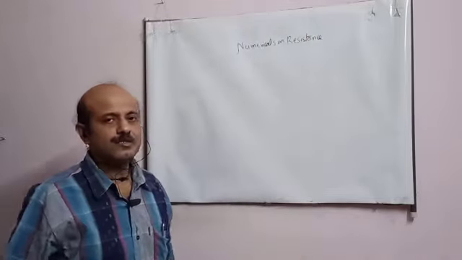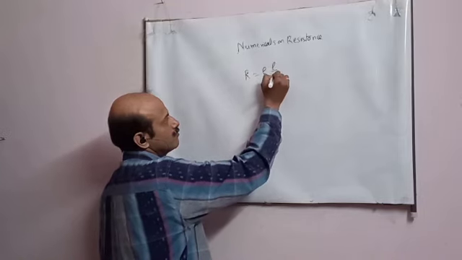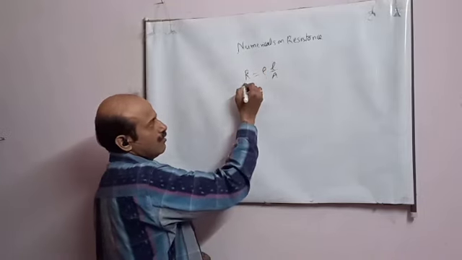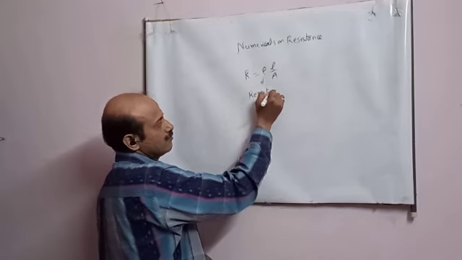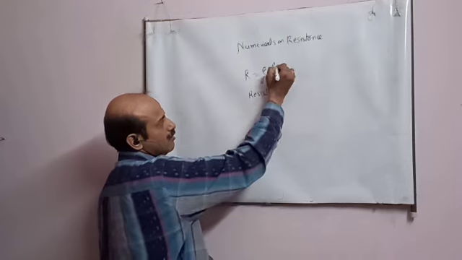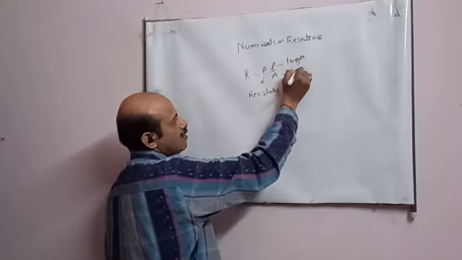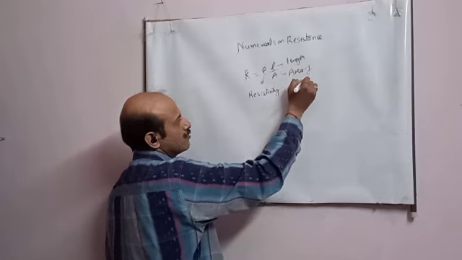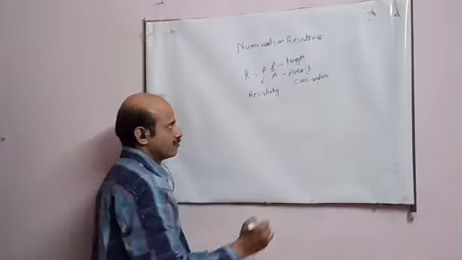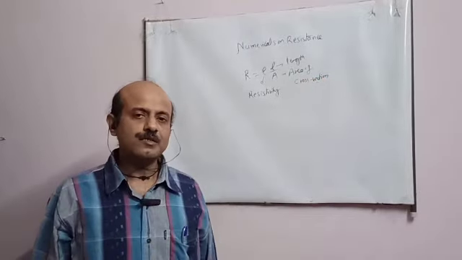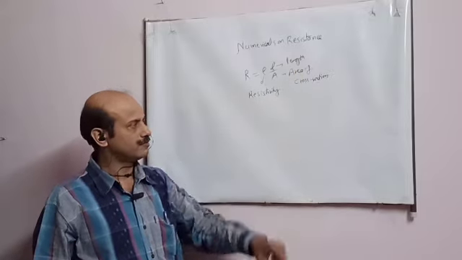As you already know, the resistance of a wire is given by R equals rho L upon A. This rho stands for resistivity, this is the length of the wire, and this is the area of cross section. So resistance depends on the resistivity, the material, the length and the area.